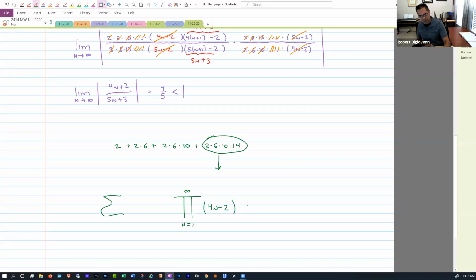Then what you do is you would start out with n being 1. If n is 1, you just get 2, right? But instead of putting plus, you put times. Now let n be 2, and you plug in 2 and you get your 6, and then times. Now you plug in 3 and you get your 10. Does that make sense? It's just multiplication instead of addition.